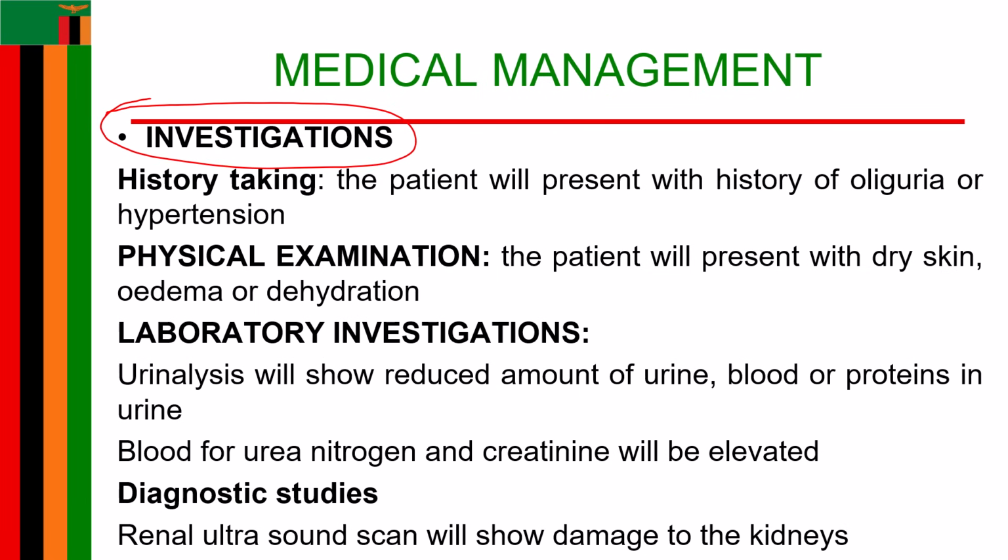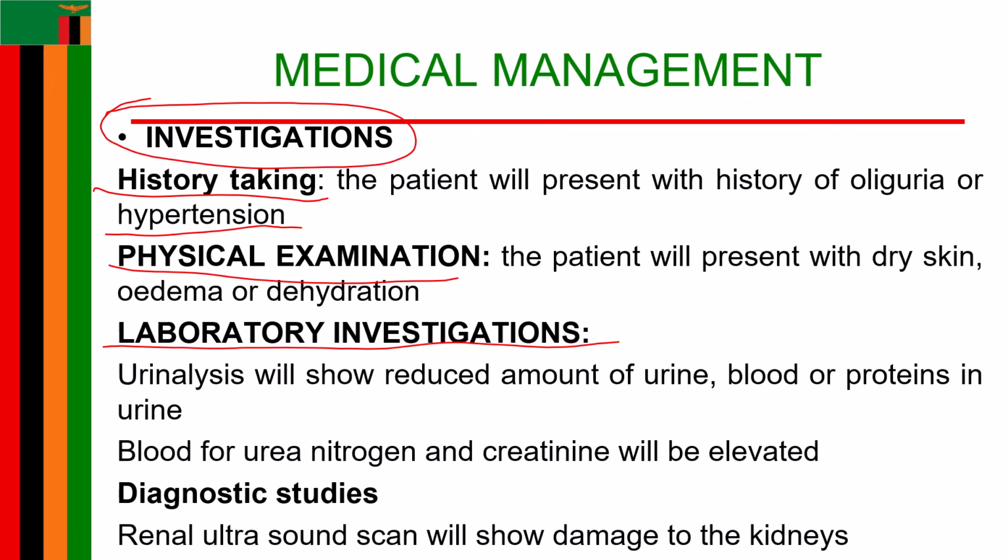And under investigations, at least you should be able to come up with 5 points. The first one, of course, should be a history taking point, and in this case, the patient may present with a history of oliguria or hypertension, because these are 2 common risk factors for renal failure. Apart from that, during physical examination, the patient will present with dry skin, edema, or dehydration.